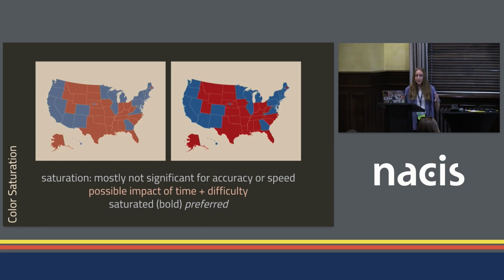For this, there wasn't a huge difference. However, what I did find interesting was for some of the slightly more complicated questions, the users who received the saturated map actually answered a little less accurately and a little more slowly. And that, I think, potentially could be due to eye strain or just strain of some other sort as they are viewing this brighter, bolder map.